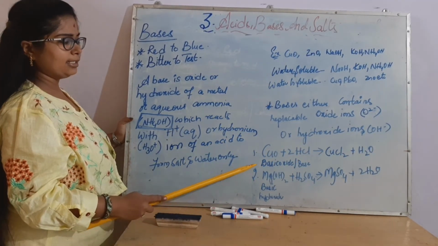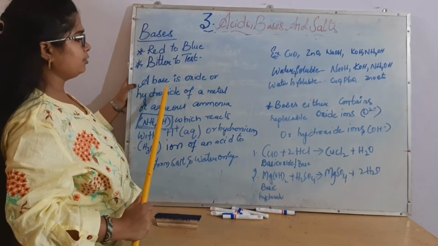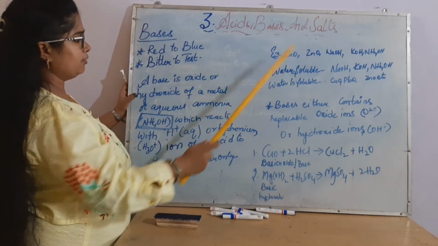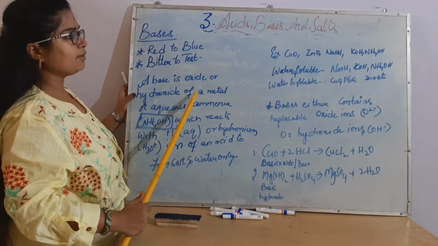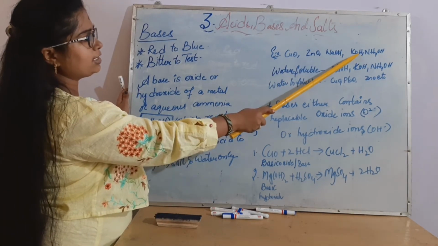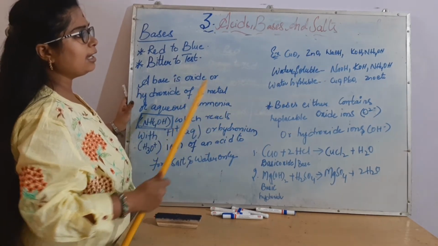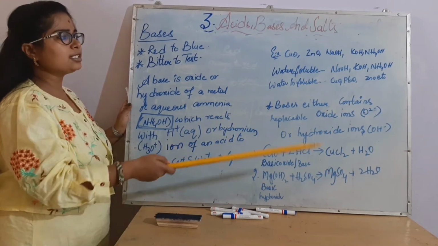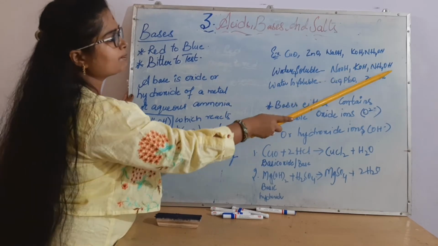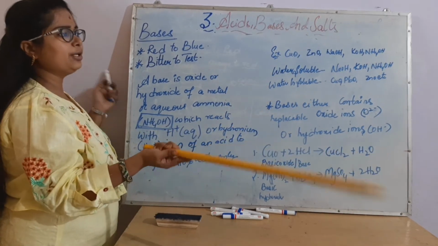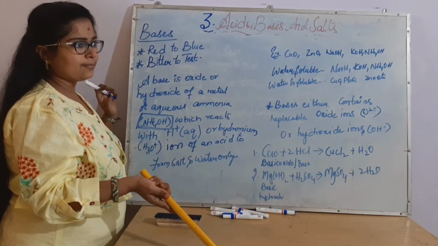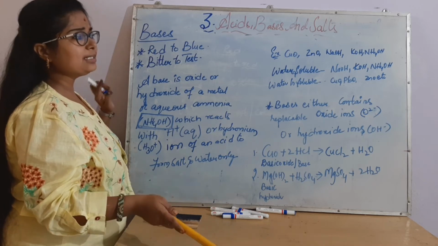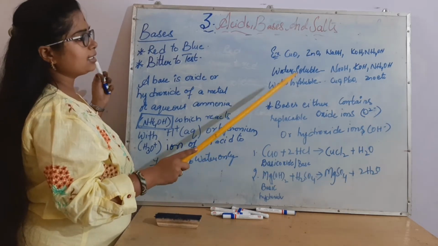Basic oxides, okay. Examples of oxides are CuO, ZnO. Hydroxides of a metal are NaOH, KOH, LiOH. In our syllabus, mostly it is the OH part that is covered. If OH is there, simply you can say that it is an OH minus, and you can simply say that it is a base.